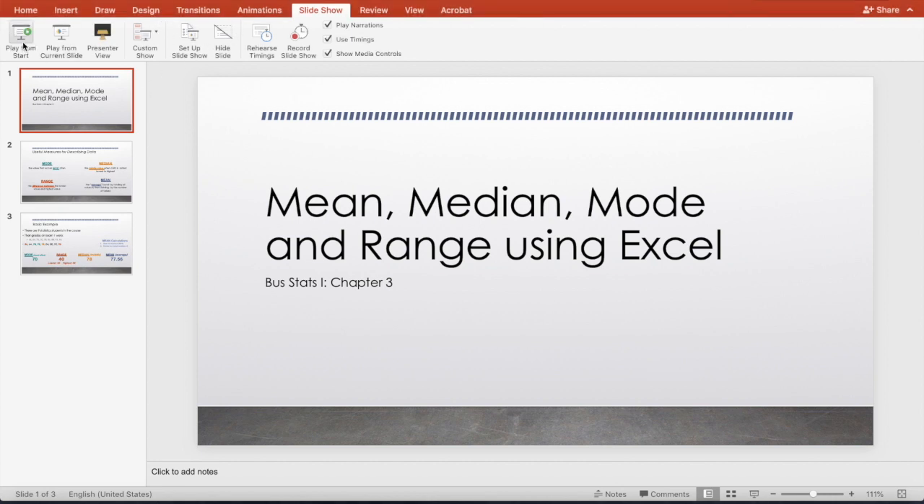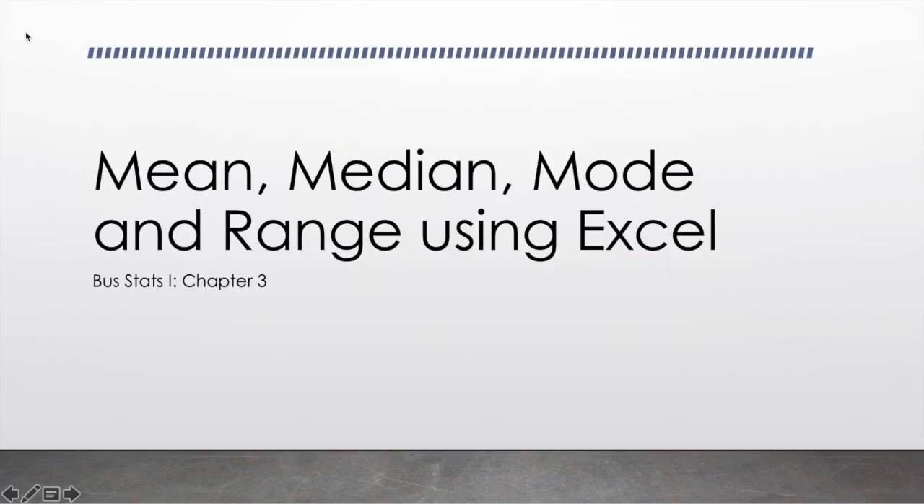All right, Professor Hildebrandt here, and I am going to work through just a basic example explaining some of the tools that we use for our data in statistics: mean, median, mode, and range. And then I'm also going to show you just a very basic way of using Excel to help you calculate these values. And this comes from Chapter 3 of our statistics textbook.